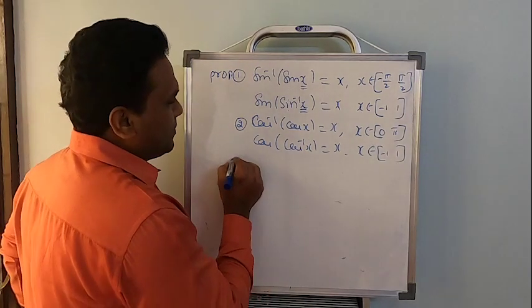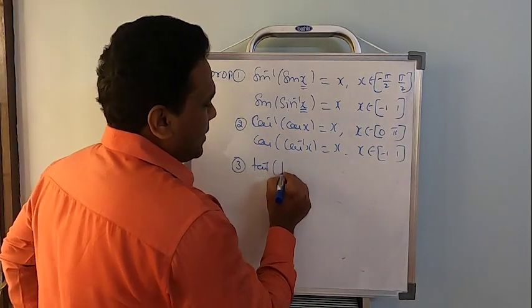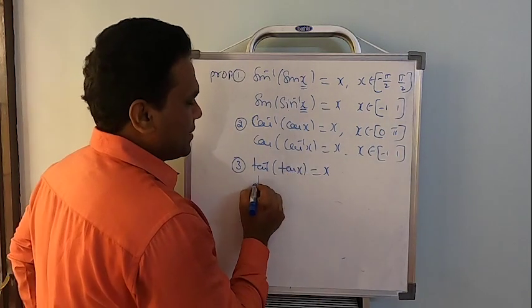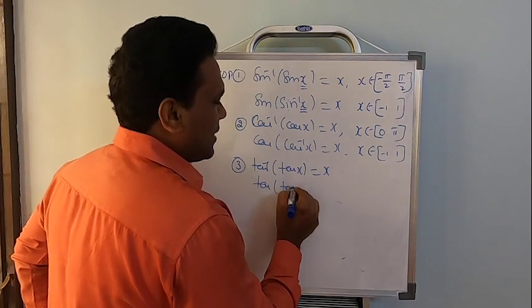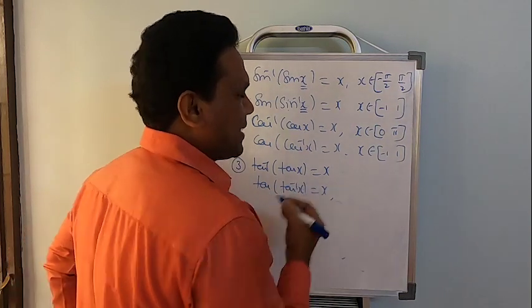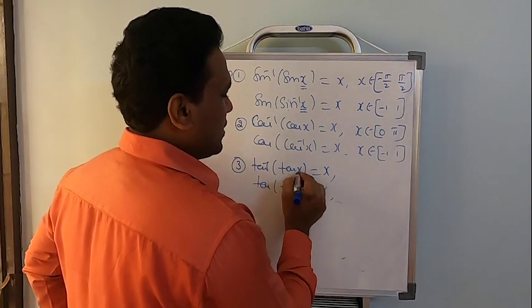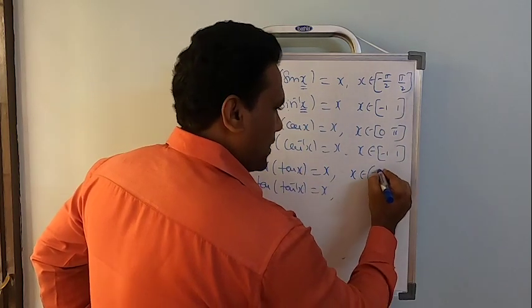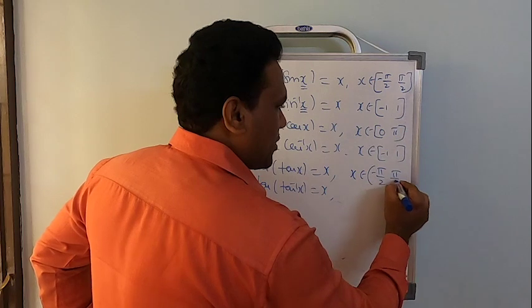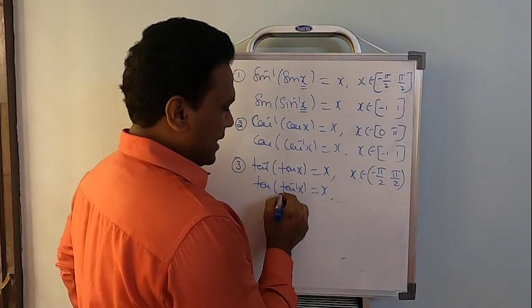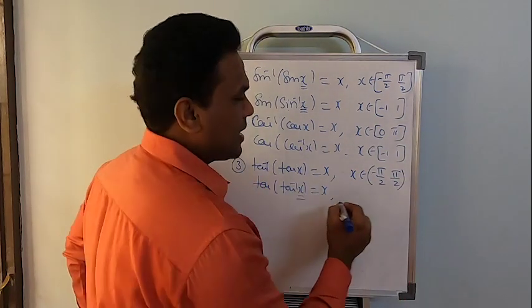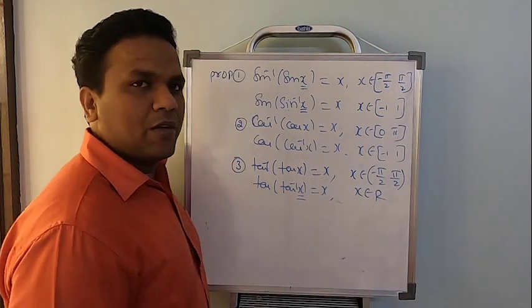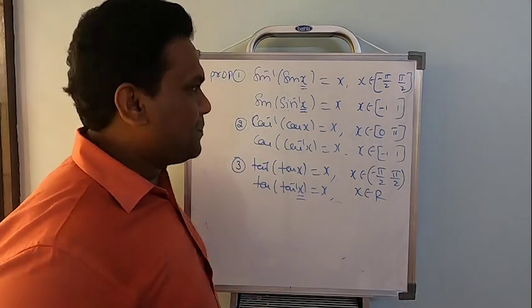Now under this, the third one: tan inverse of tan x can be written as x, and the next one is tan of tan inverse x can also be written as x. But the condition: x is present inside a normal trigonometric ratio, so x should be in the open interval minus pi by 2 to pi by 2, and the next one is inside the inverse ratio, so x should be any real number. So this is property number 1.